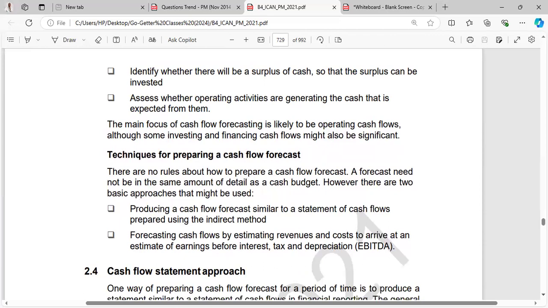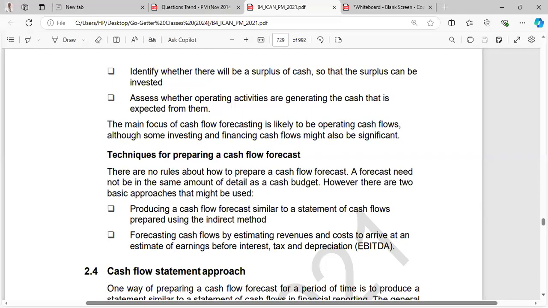The main focus of cash flow is likely to be operating cash flow, although some investing and financing cash flow might be significant. Now, you see here, statement of cash flow. Statement of cash flow is the kind of idea we are looking at. We have operating cash flow, investing and financing. But the main focus is operating. What cash is generated from operations?